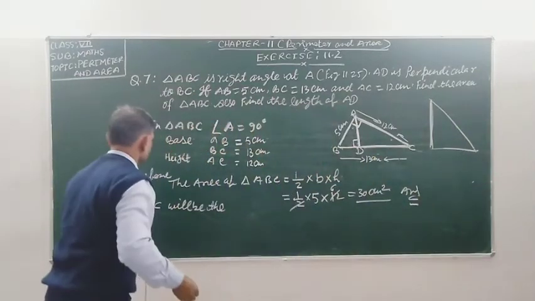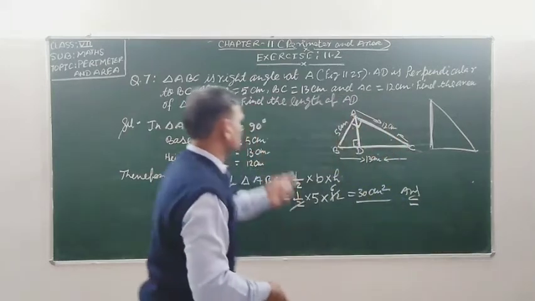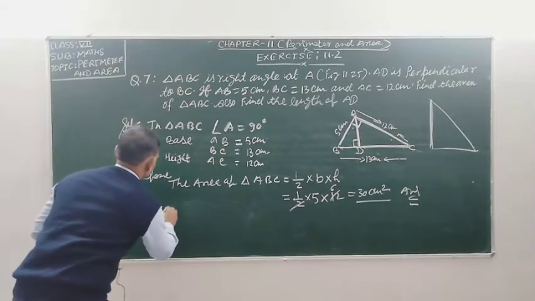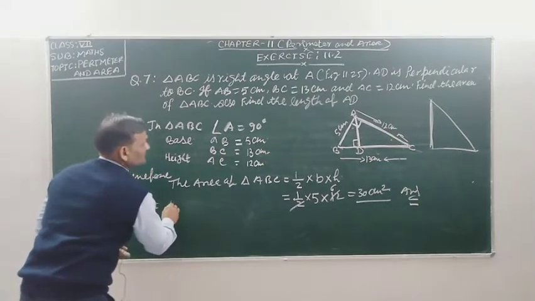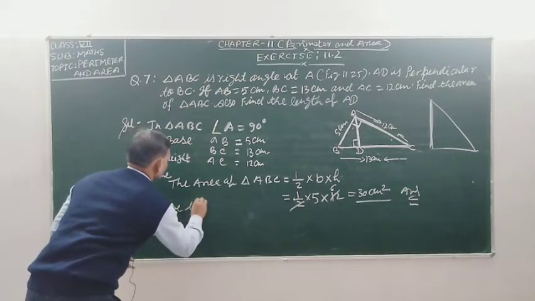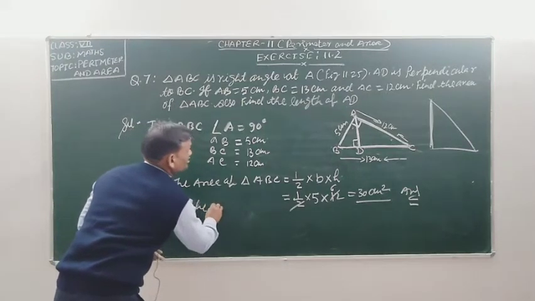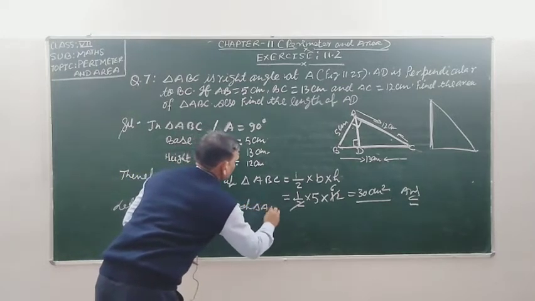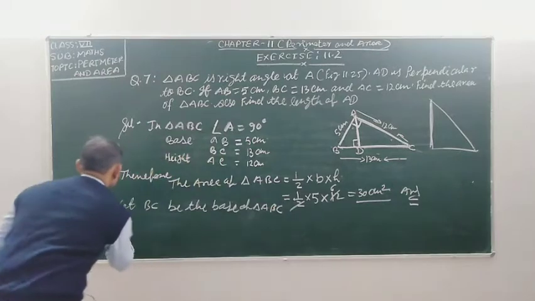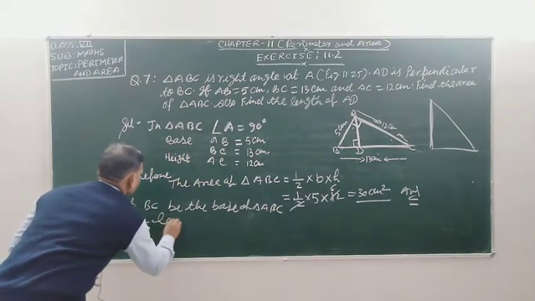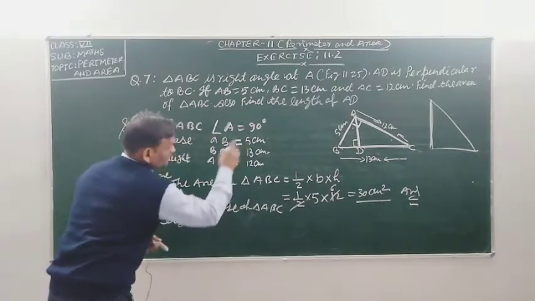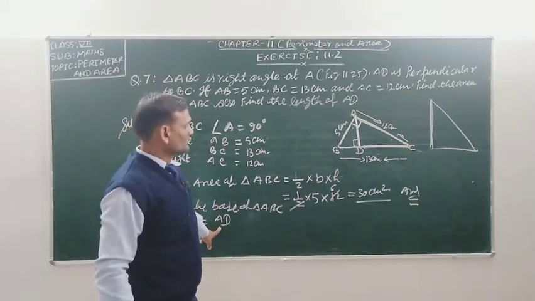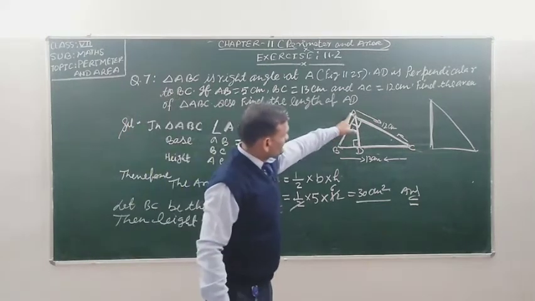Write like this statement, student. Let BC be the base of triangle ABC. Then height is equal to AD. So what will the height be? AD will be the height.